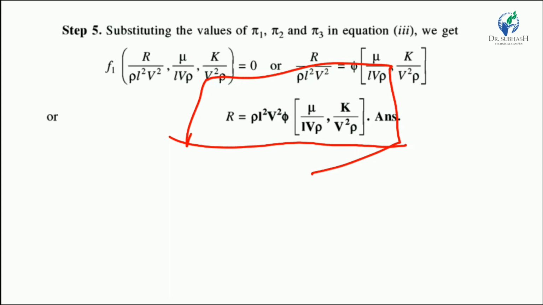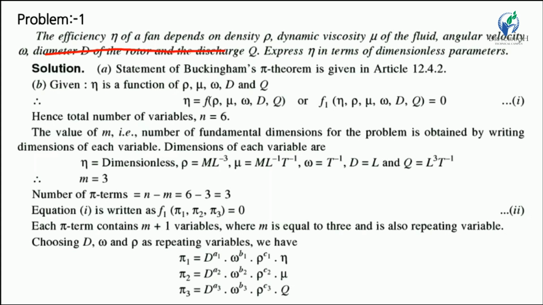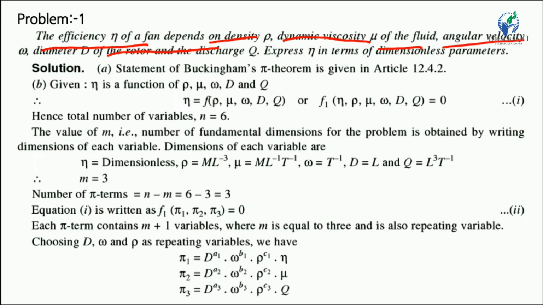Now we take another example, so you can easily get how an example is solved through the Pi theorem. Here the efficiency of a fan depends on the density rho, dynamic viscosity mu of the fluid, angular velocity omega, diameter d of the rotor and discharge q. Express the efficiency in terms of dimensionless parameters. So we have to find the relational equation for the efficiency.